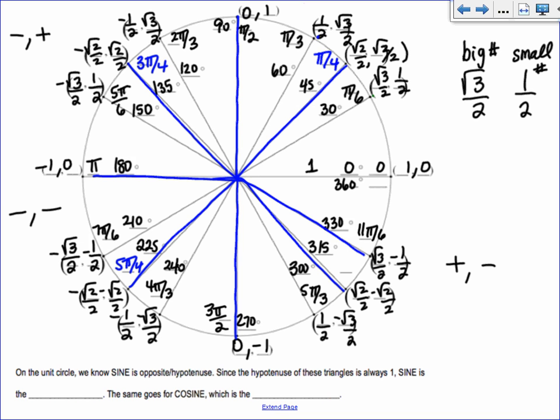7 pi over 4. Whoops. I missed it. It was already drawn in. There it is. So 7 pi over 4. And then 8 pi over 4 was 2 pi. So you have the entire unit circle filled in. That's what you're going to do for your quiz.